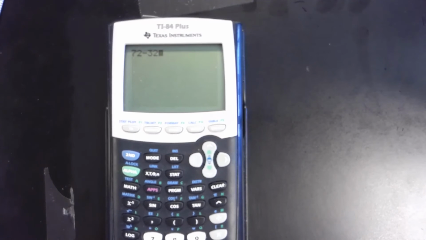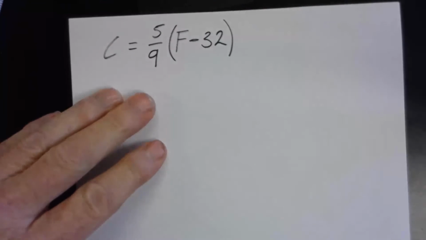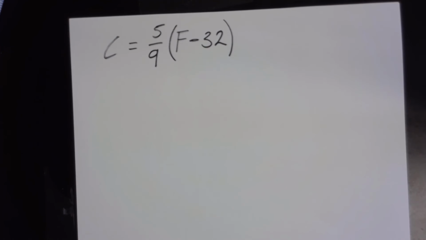Subtract 32. You got to hit enter because you got to make sure it does that bit first. It's in parentheses. Multiply by 5/9. 22.2 degrees Celsius. Simple enough? Okay. I want to solve for F. Solve for F.